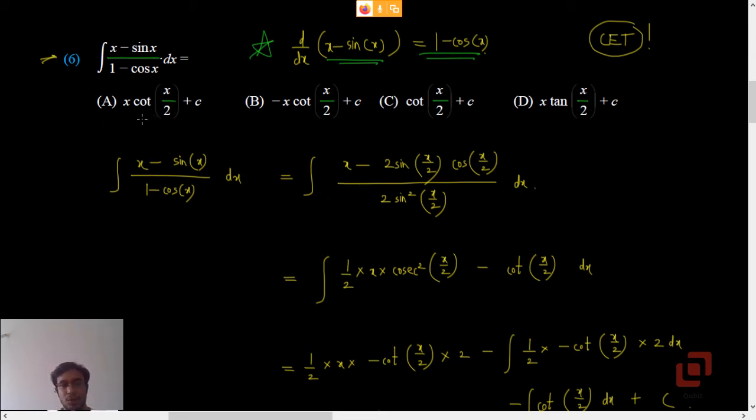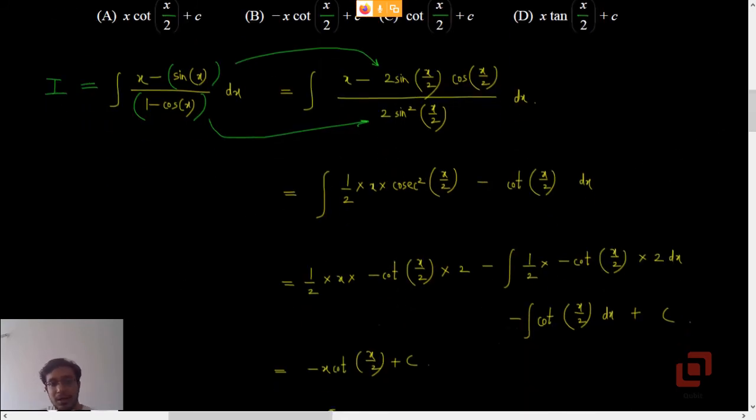So let us start by reading the options. A is x cot x by 2 plus c. B is negative x cot x by 2 plus c. C is cot x by 2 plus c, and D is x into tan x by 2 plus c. As usual, start by writing down the given integral: integral of x minus sin x upon 1 minus cos x dx. Use half angle formulas for sin x and 1 minus cos x. Sin x will be 2 sin x by 2 cos x by 2, and 1 minus cos x will be 2 sin squared x by 2.